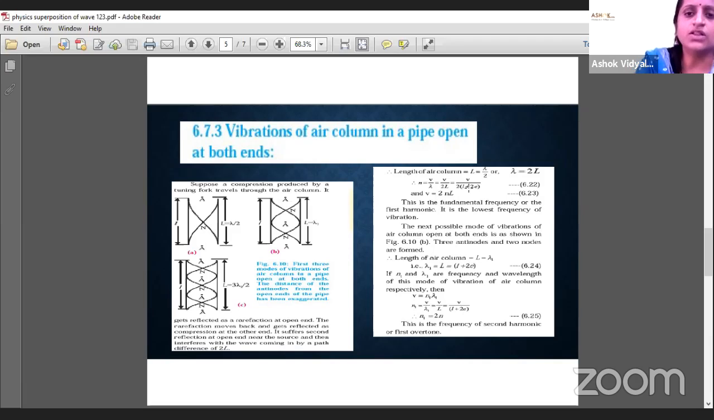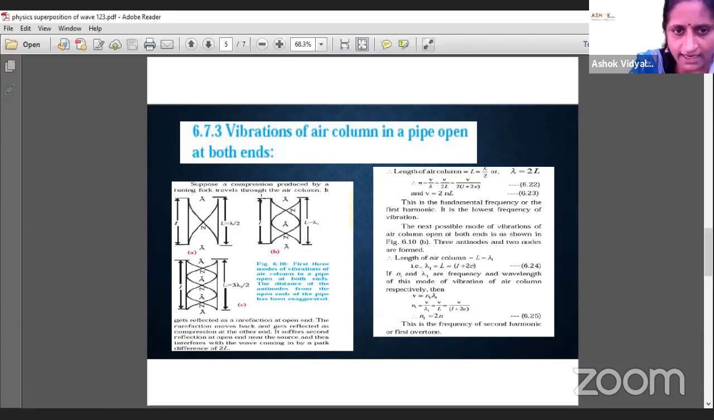First one, the length of air column L is equal to lambda by 2, or lambda is equal to 2L. Therefore, again in the equation, substitute this value of lambda, N is equal to V upon lambda. Therefore, V upon 2L, and the equation becomes V upon 2 into L plus E. Therefore, V is equal to 2NL. This is the fundamental frequency or the first harmonic. It is the lowest frequency of the vibrations.